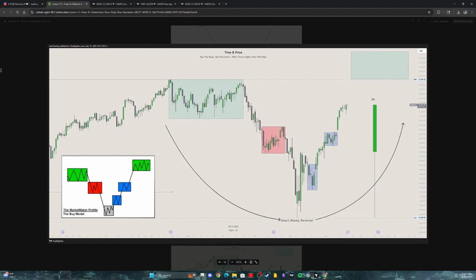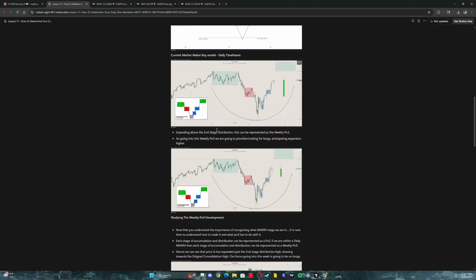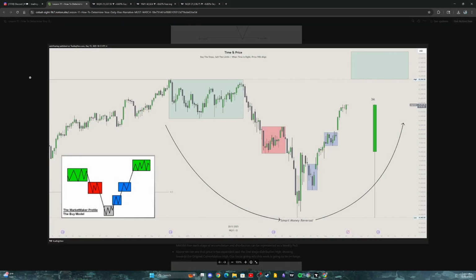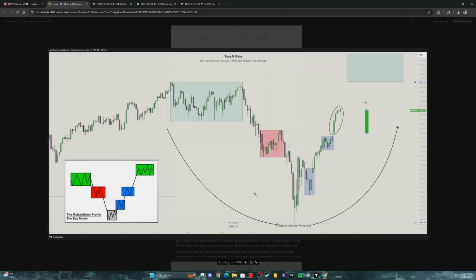Anyways, as you can see, with the current market, price here can be represented as a weekly Power 3. So the second stage redistribution was a weekly Power 3 as well. But what we're going to do is study how we can analyze when price expands above that. So going into last week, we can see that price expanded above the second stage distribution.